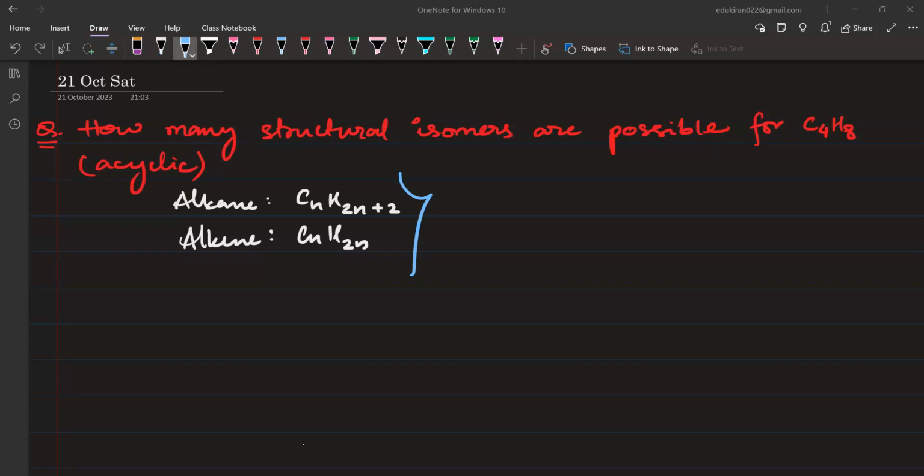Okay, Mariam just came in, so you know now. Alkane and alkene, they have a general formula. You did this in 10th class. Yes, absolutely right. Okay. Now, if you are having C4H8, that means this is an alkene, right?